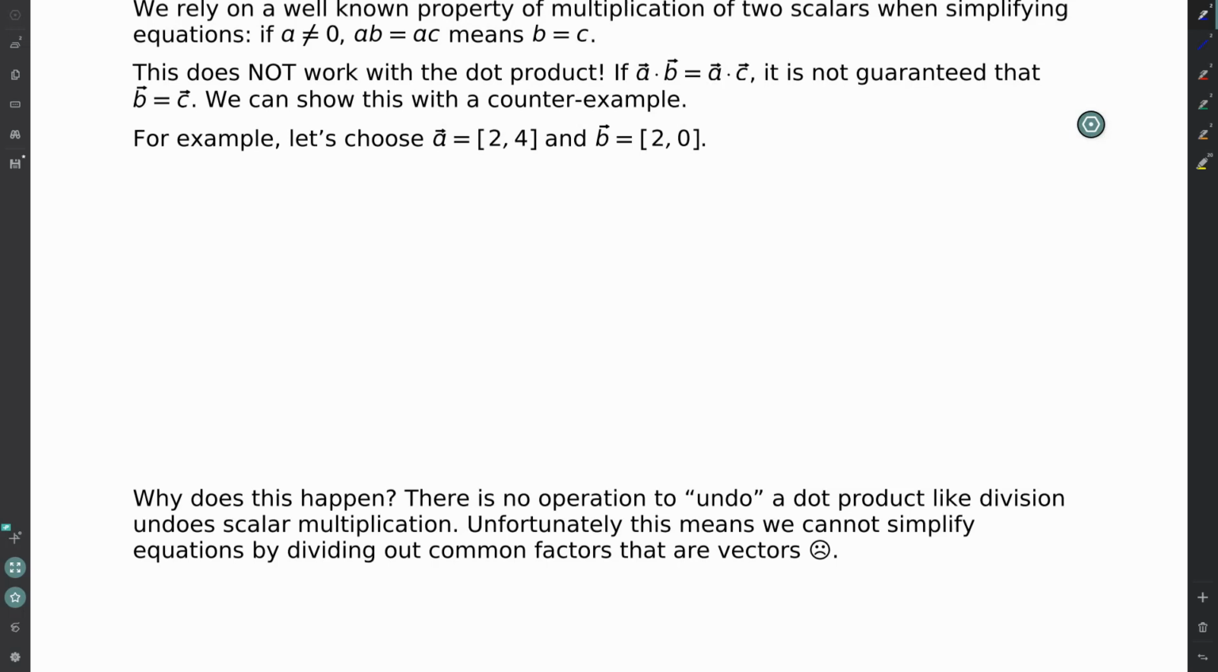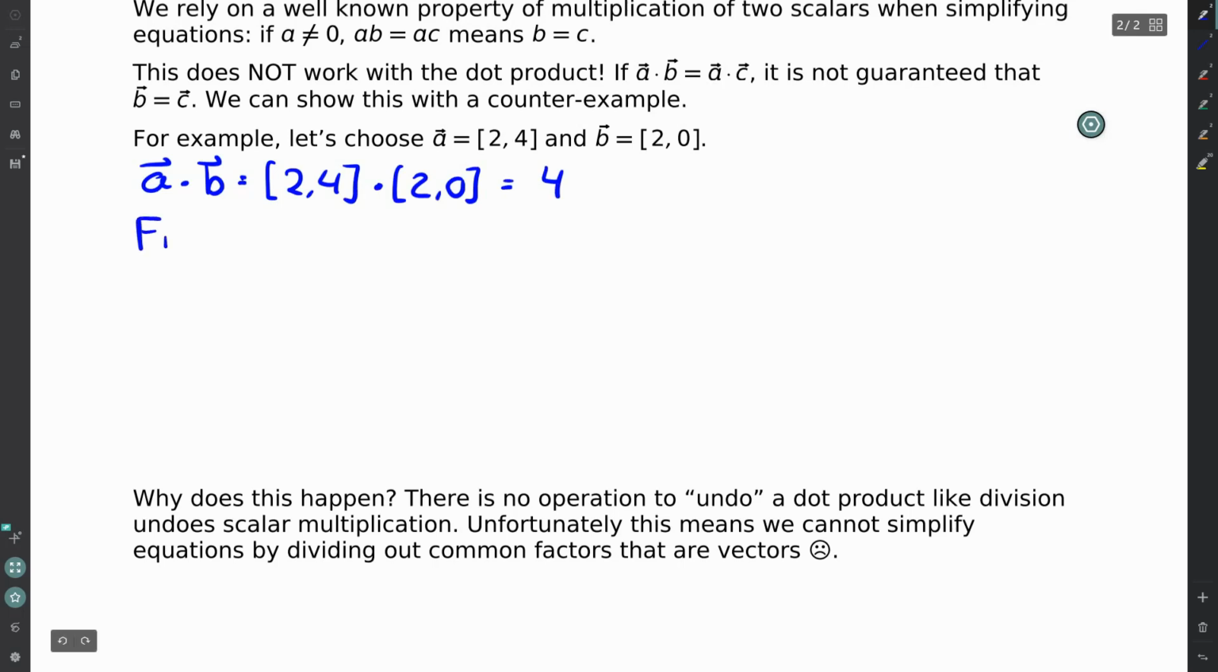So let's figure out what a dot b is first of all. A dot b, and I will substitute in, so (2, 4) dotted with (2, 0). A little bit of mental math tells us that's equal to 4. Now let's find a vector c such that a dot c is equal to 4. We don't know what vector c is, but we can try and find its components. And if we can find its components, then we found a c.